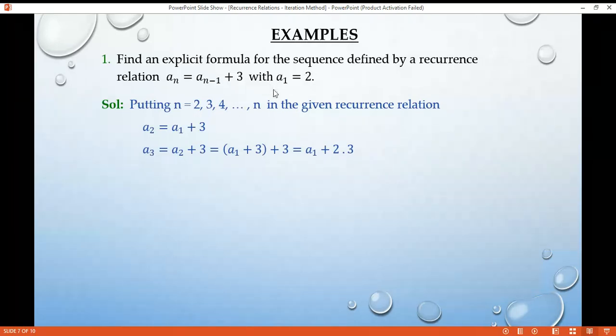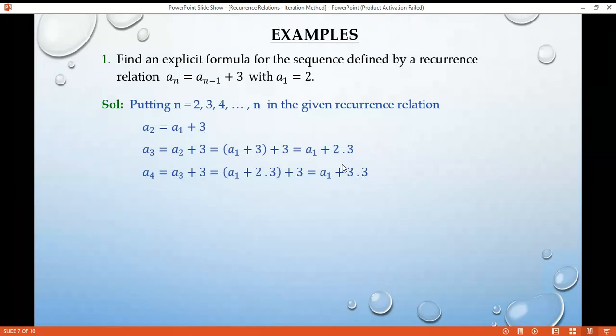Now we convert all the terms a_2, a_3, a_4 up to a_n in terms of a_1, because we have the value of a_1. It is given in the question that a_1 is equal to 2. So we can put a_2 in terms of a_1, that is a_1 plus 3. Put here a_1 plus 3, and this is plus 3. So it becomes a_1 plus 3 plus 3, which we can write as 2 multiply 3. Now when we put n equal to 4, we get a_4 is equal to a_(4-1), a_3 plus 3. Put a_3 in terms of a_1, that is a_1 plus 2 multiply 3, plus 3. So it can be written as a_1 plus 2 times 3 and 1 times 3, so it becomes 3 times 3.